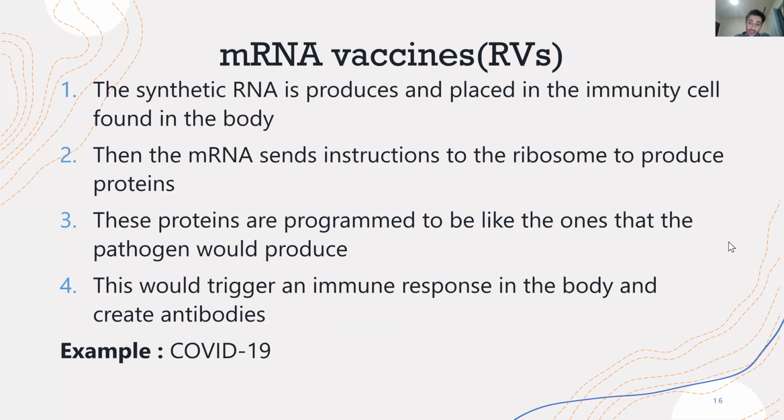Another type of new vaccines are called mRNA vaccines, and this is where synthetic RNA is produced and placed in the immunity cell found in the body. This mRNA sends instructions to the ribosome to produce proteins. These proteins are programmed to be like the ones that the pathogen would produce, and that as a result would grant an immune response in the body and create antibodies. An example, a very common example, is COVID-19.